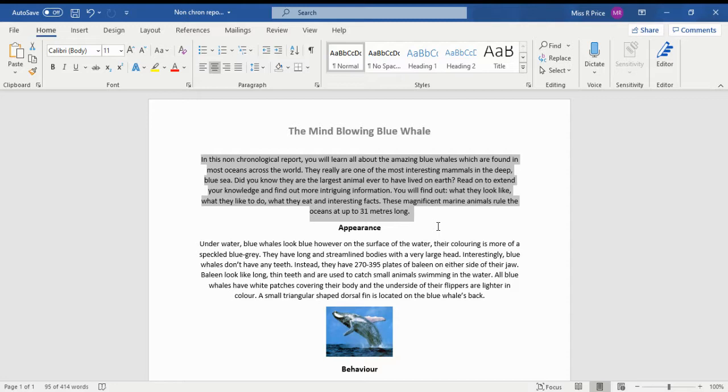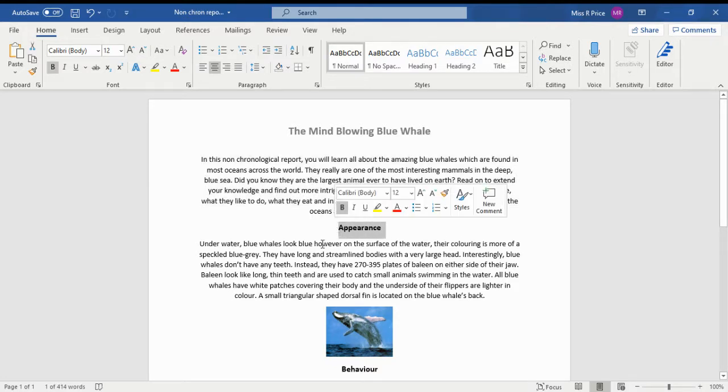So I'm introducing the topic. I'm not jumping straight into telling you what they look like. I'm just telling you a little bit about whales. I've got a question in there, a "did you know" question. And I've tried to tell the reader what the text is going to be about so that they'll want to read on. Then we have our first subheading, which is appearance.